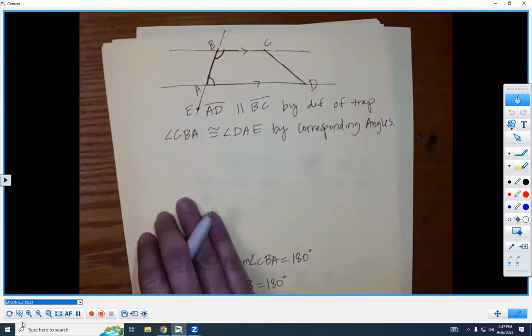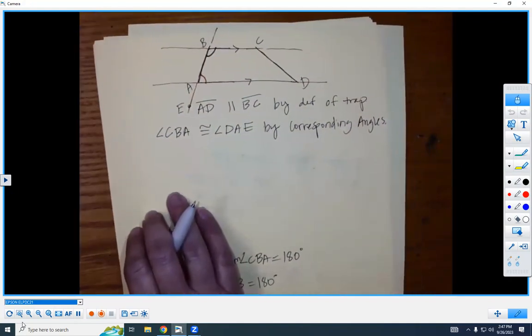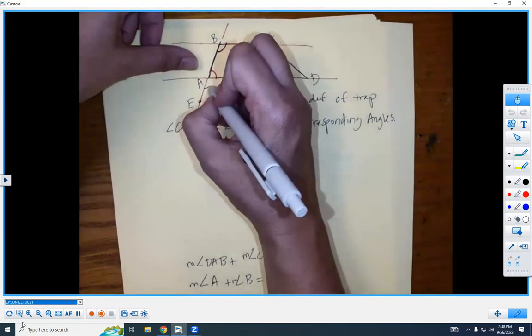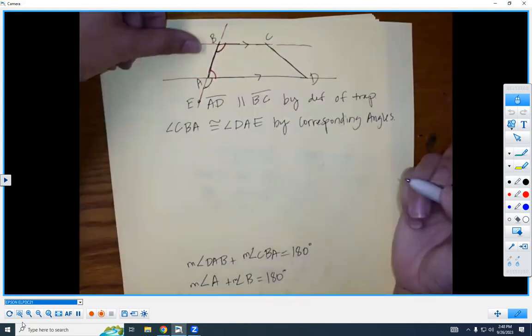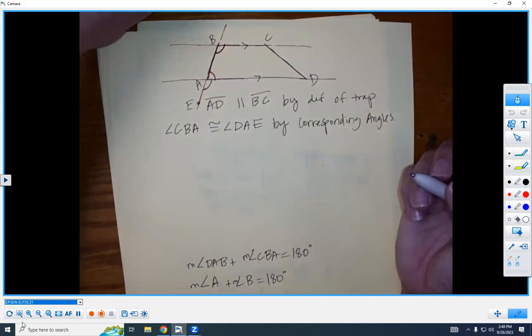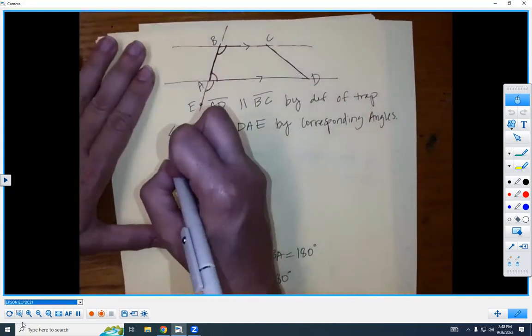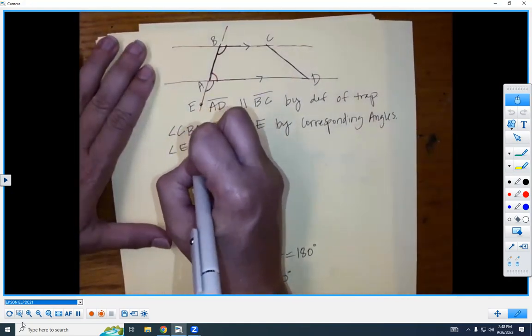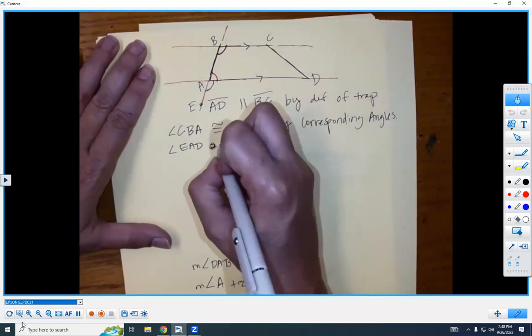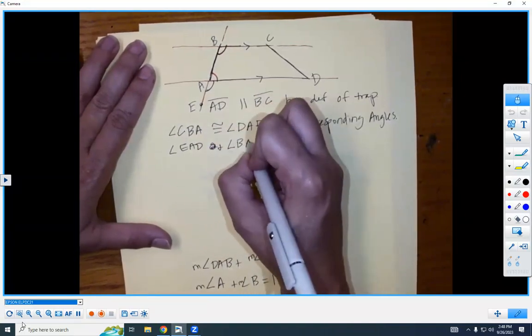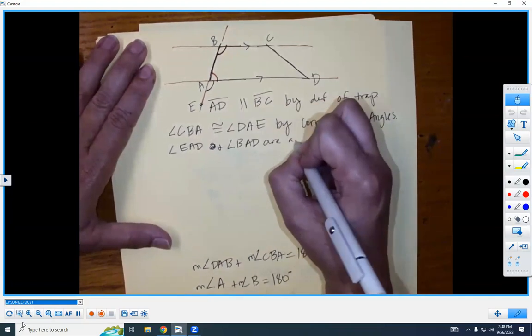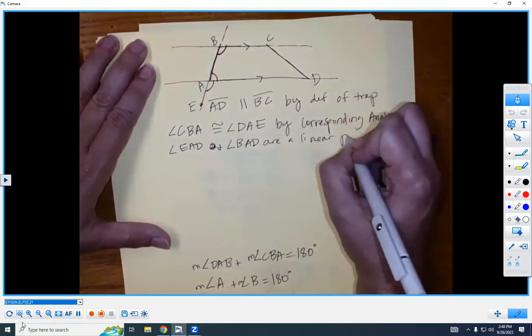Okay, so how does that help? And you know that EAD and BAD... So she said this angle right here and this angle right here. What do we know about them? They're a linear pair. So angle EAD and angle BAD are a linear pair.